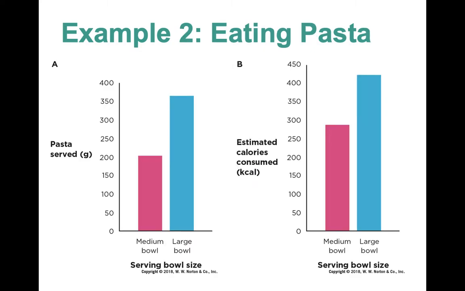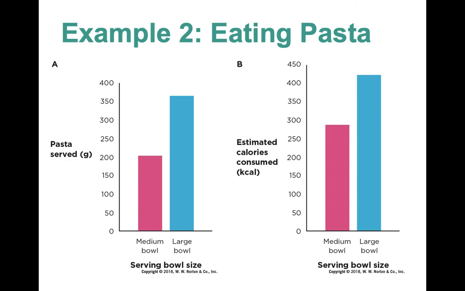Here's another example. So some researchers at Cornell University conducted an experiment to see if serving bowl size has an effect on portion size, that is the amount of food that we decide to eat. Participants were randomly assigned to either a large bowl or a medium bowl condition. During a kitchen laboratory-based lunch, participants served themselves from a communal serving bowl. Each participant's plate was weighed before he or she ate the pasta and then afterward to determine the amount of pasta that was consumed.